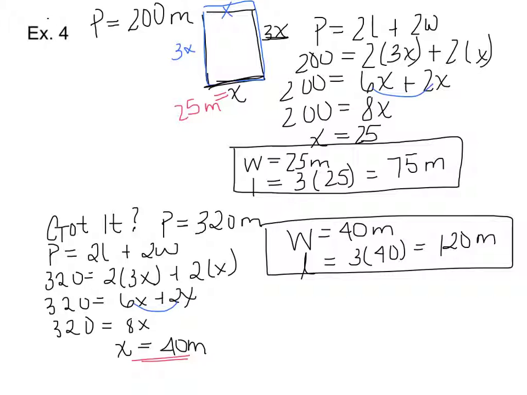And remember, x represented the width, and so to find the length, you have to do 3 times 40, because in our picture above, the length was 3x. And 3 times 40 is 120 meters. So your dimensions would be 40 meters by 120 meters. And see, that word problem wasn't so bad.